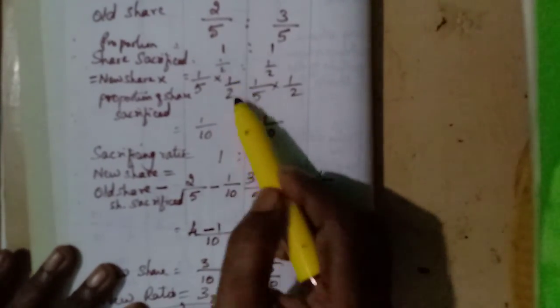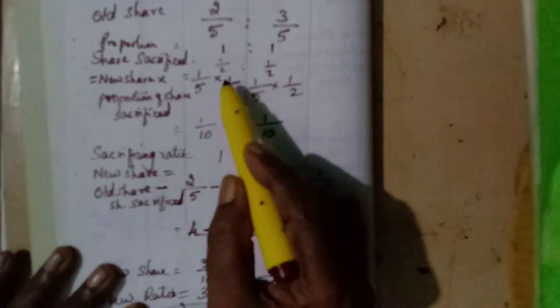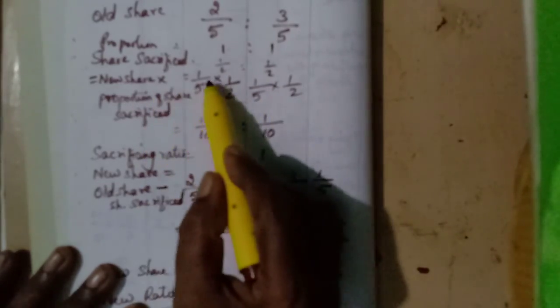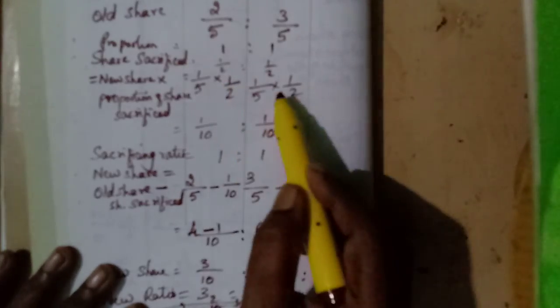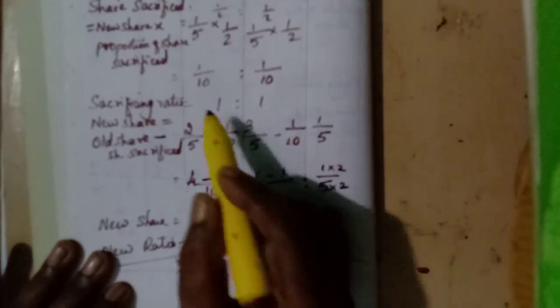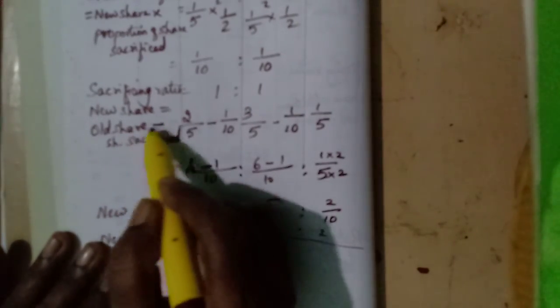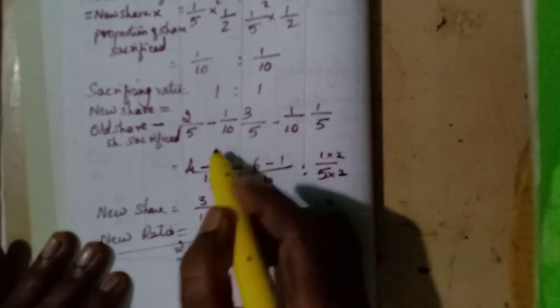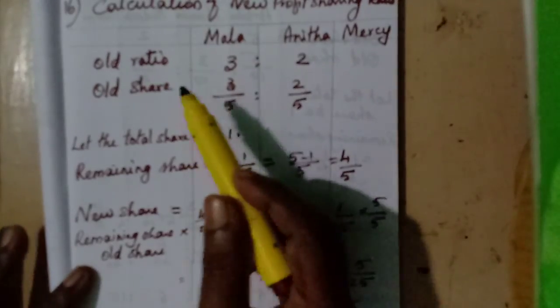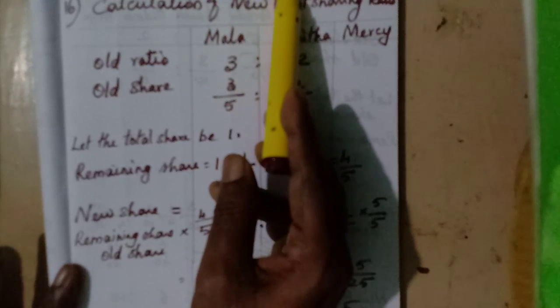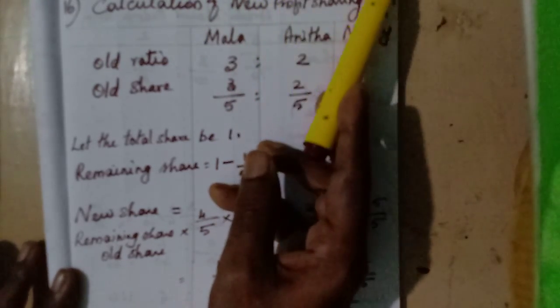Today's one, here equal proportion given. So we take 1:1, 1/2, 1/2. The new share of the new partner into half. So 1/10, 1/10. Then sacrificing ratio calculated. New share is the same formula: old share minus share sacrificed. We will get the new share and ratio. Here the last one: when share sacrificed is also not given, proportion of the share sacrificed from the new partner is also not given.